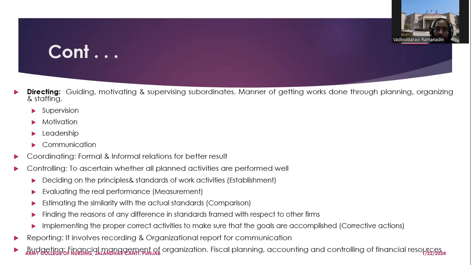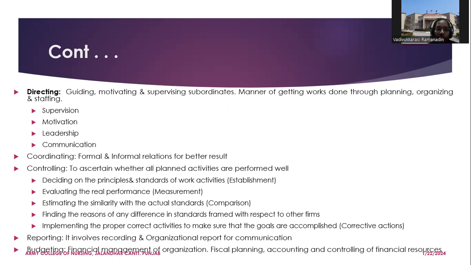The next is reporting. Reporting involves recording and organizational reporting for the communications. Whomsoever the higher people are, we have to report to them so that it gives smooth functioning of the institution. The final thing is POSDCORB.